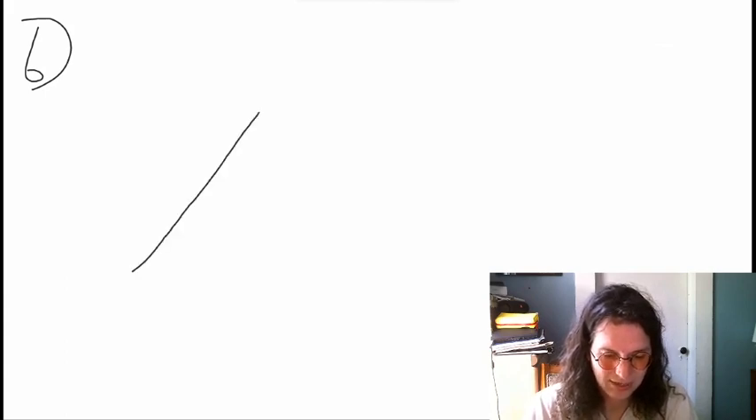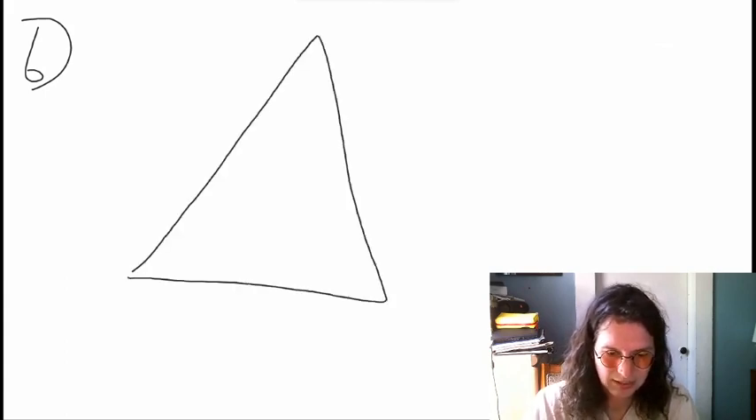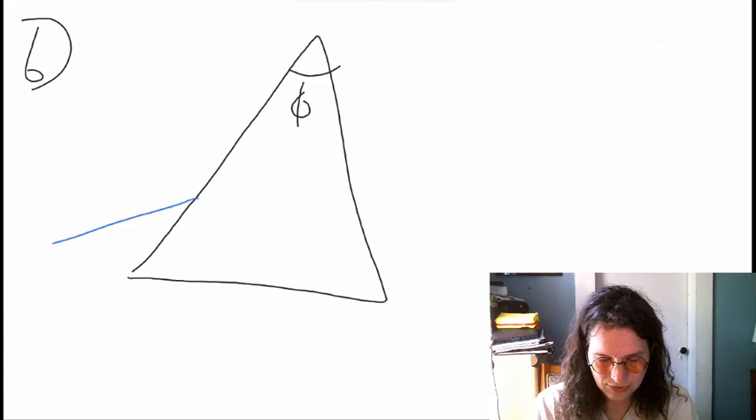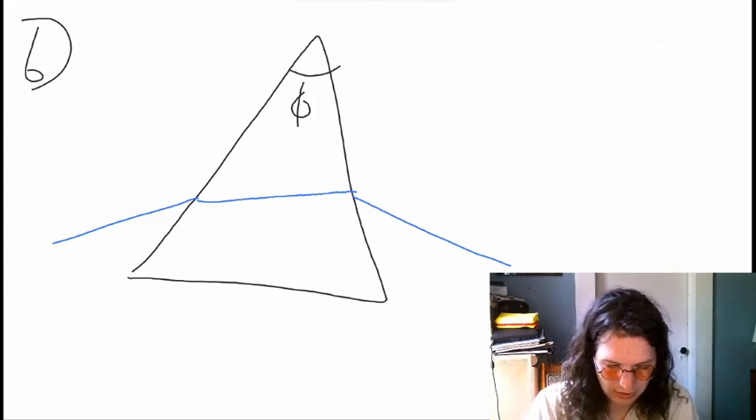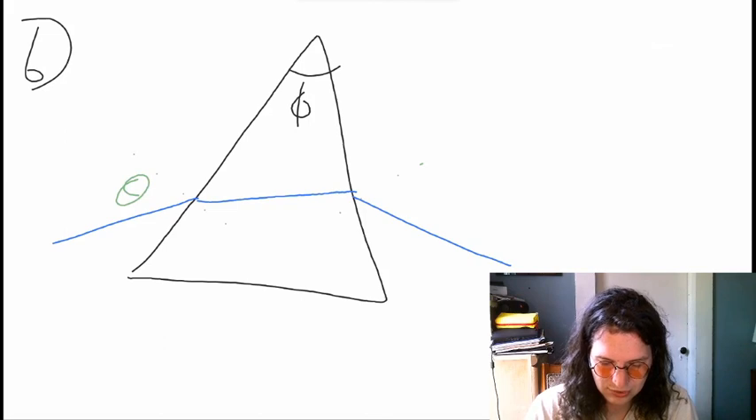So here we have a triangular prism. They give us this angle, they call it phi, and we're going to have this ray of light that's going to come in and pass through and come out the other side. All right, and so the tricky part here is getting our angle of incidence here to correspond to some angle out here. So I'm going to call this theta initial and theta final.